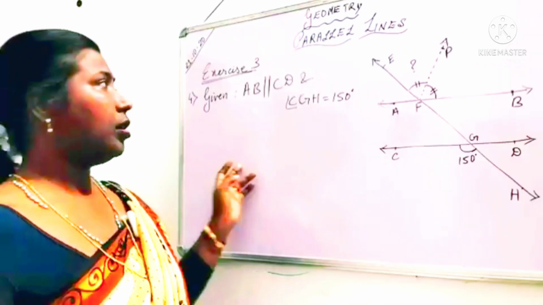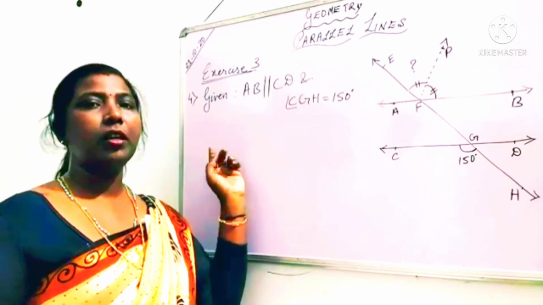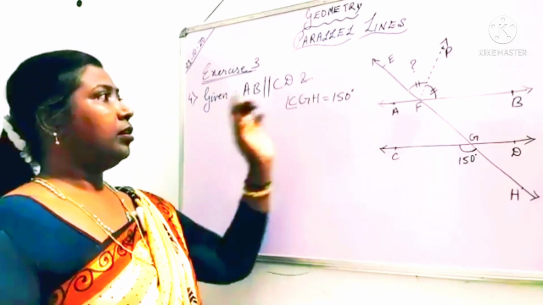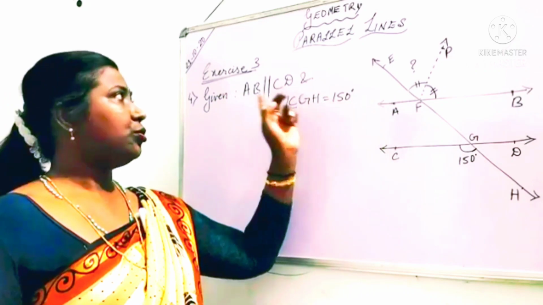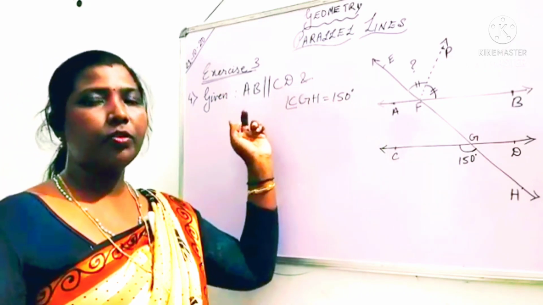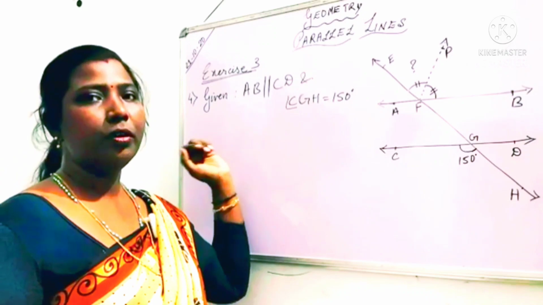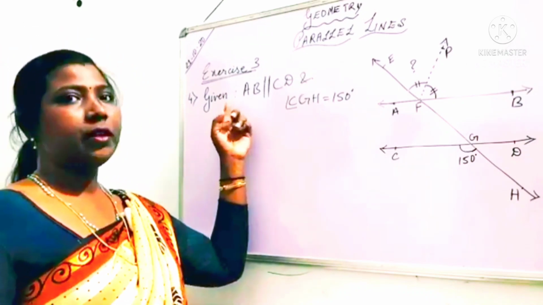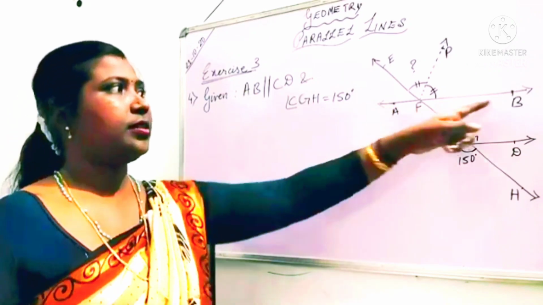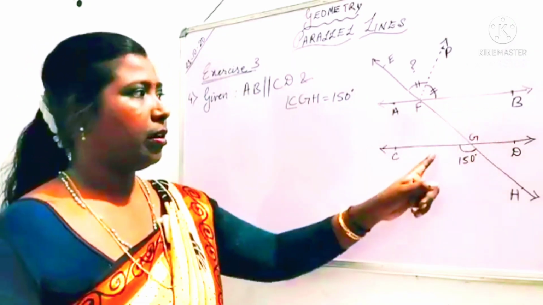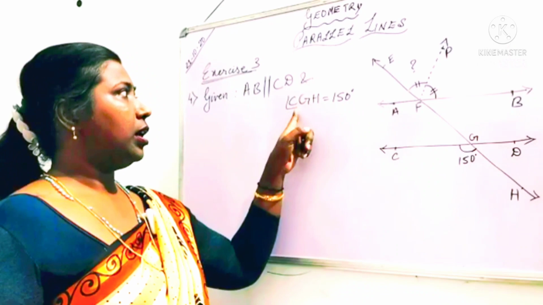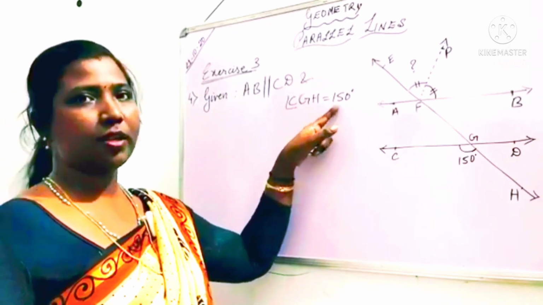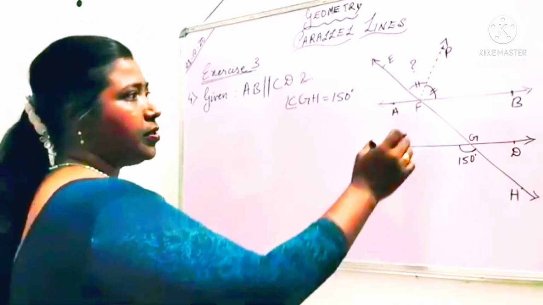Now see here we have the next question. First we will note down the given part so that it will be easy for you to answer it. Given part is AB parallel to CD. This AB line is parallel to CD. Then one more condition is given, that angle CGH is equal to 150 degree.